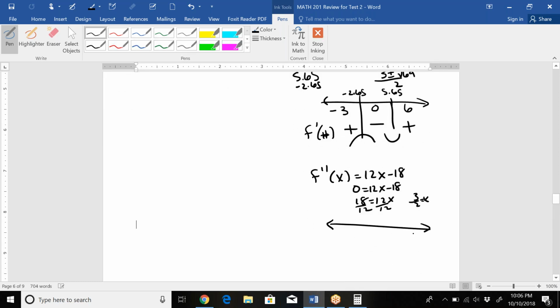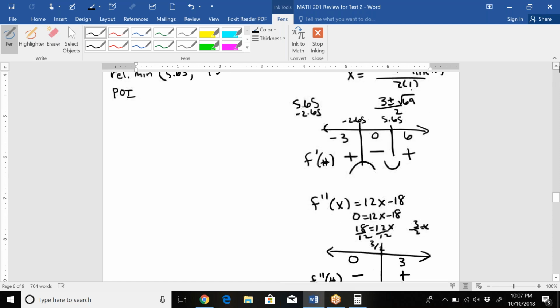So we need to put a value on each side of 3/2. So we could use 0 and maybe 3. Plug them into the second derivative. 0 gives me a negative, 3 gives me a positive. That means that is a point of inflection because it changes from concave down to concave up.